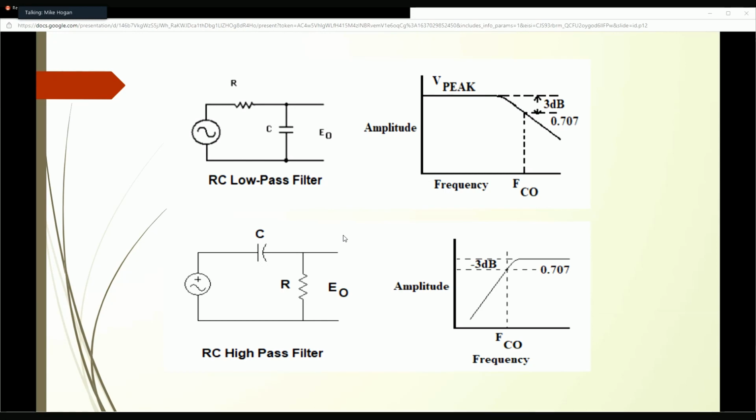Just to try to make some sense out of this, the big thing is to think about the value of X sub C, capacitive reactance. Remember, capacitive reactance was 1 over 2 pi FC. So if it's 1 over 2 pi FC, meaning that as frequency increases, my capacitive reactance is going to decrease.